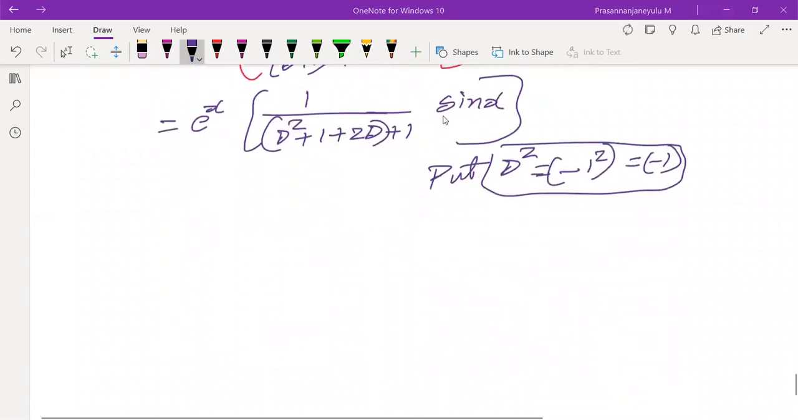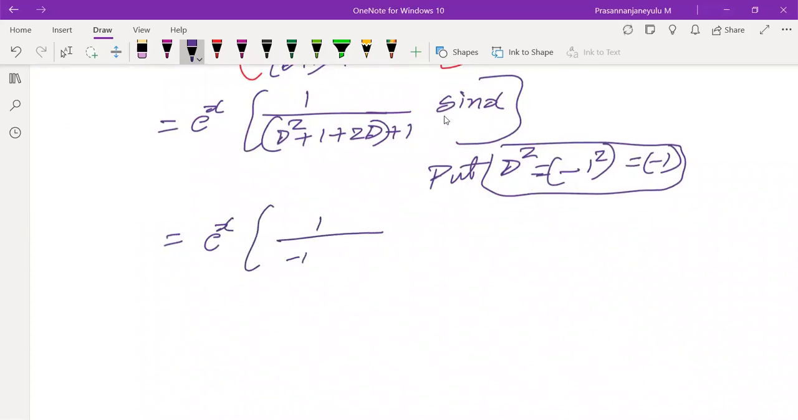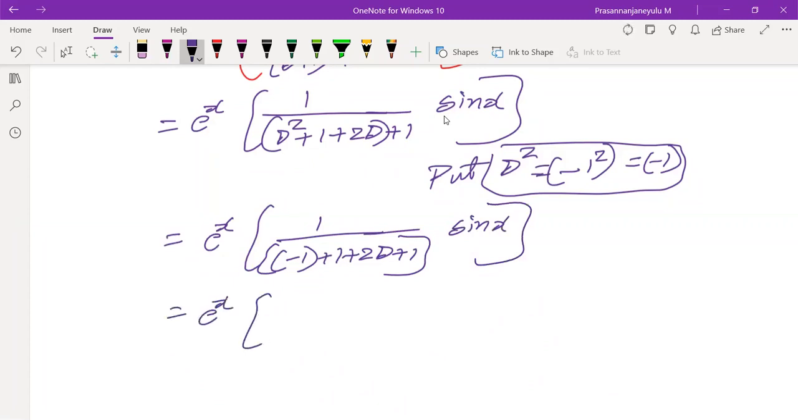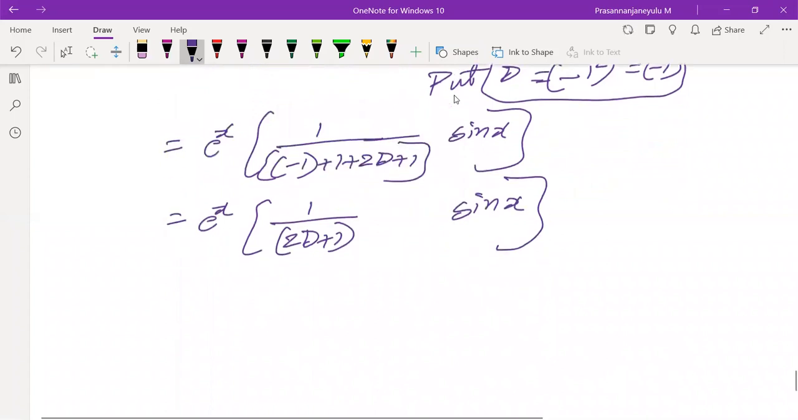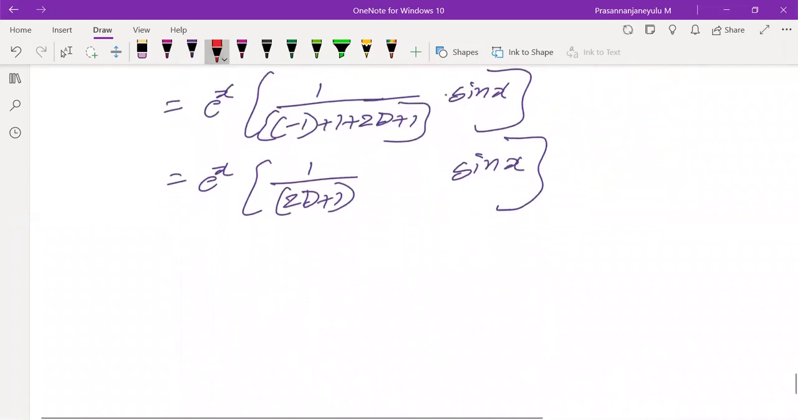Now, if I substitute this and simplify directly, 1 by d square is minus 1 plus 2d plus 1 of sin x. So the denominator becomes simply e power x into 1 by 2d plus 1 of sin x. But it is not yet in the form of type 2. We have to substitute d square equals minus a square, but we do not have any d square in the denominator. So what do we do? Rationalize this. We have to multiply and divide with 2d minus 1.